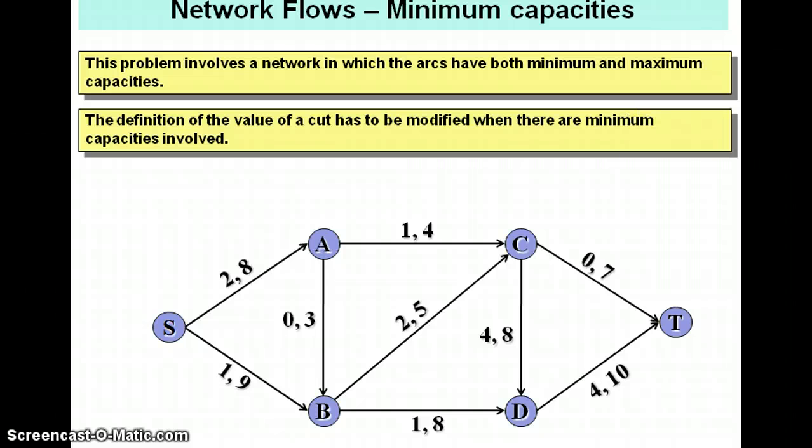For this reason we have to think about cuts a bit differently, because whereas before when we've considered a cut we've looked at expecting the maximum to be flowing from source to sink, so where an arc's going from source to sink we've expected the maximum to flow through it and the minimum of zero to flow through any arcs that are directed from the sink to the source. Now we have to consider the minimums.